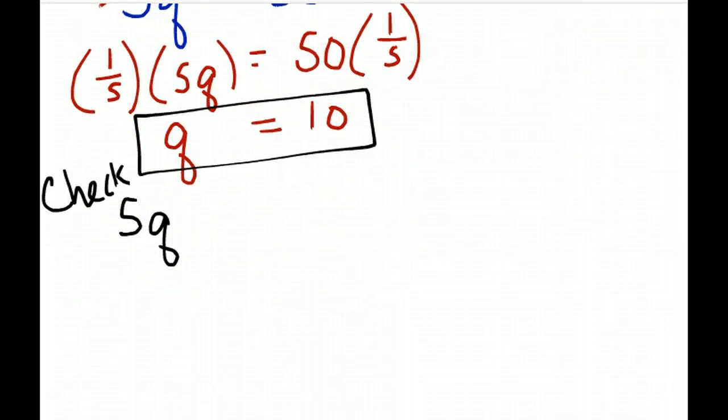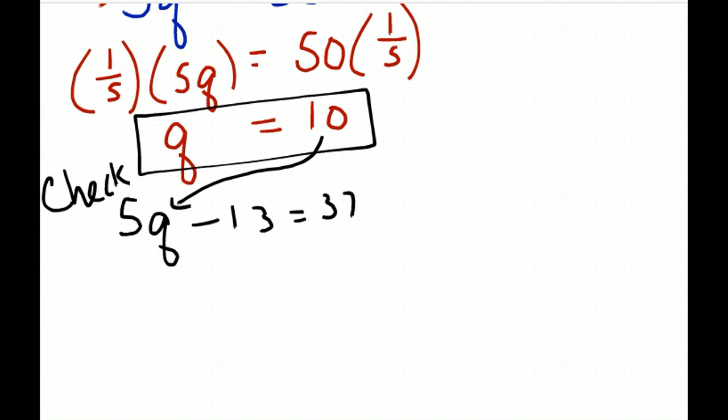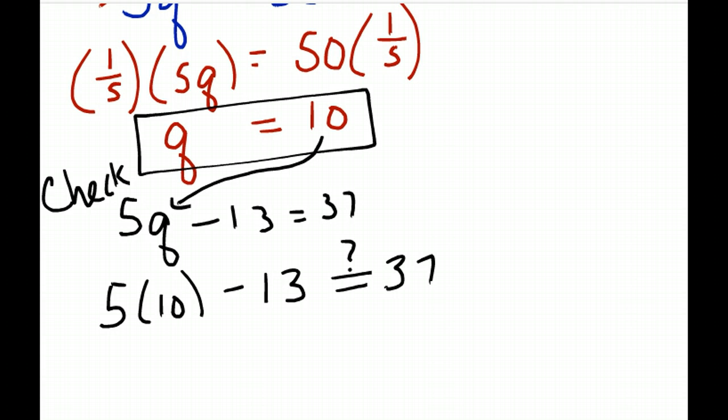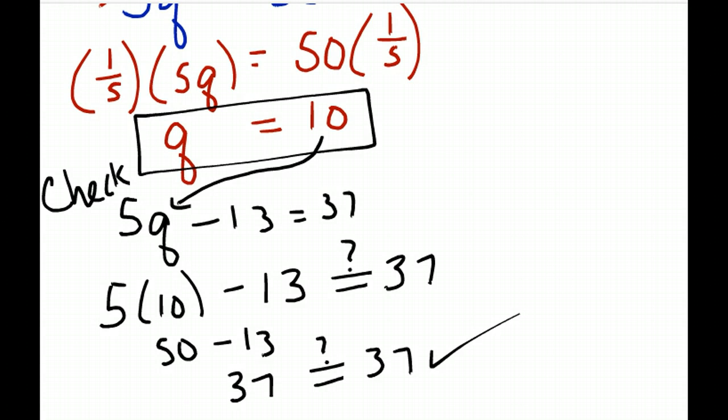All right, so we check. 5q minus 13 equals 37. Now we're going to plug in our 10 for q. So 5 times 10 minus 13. Does that equal 37? Well, 5 times 10 is 50 minus 13, and 50 minus 13 is 37. So 37 does equal 37.